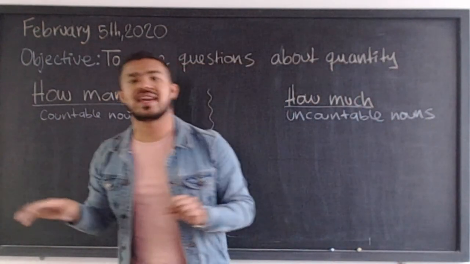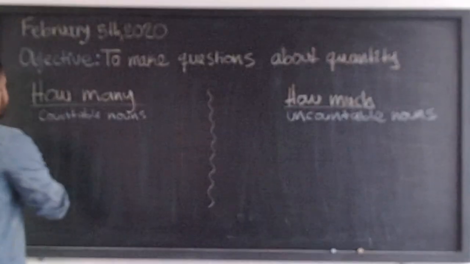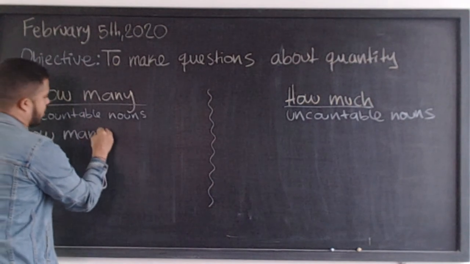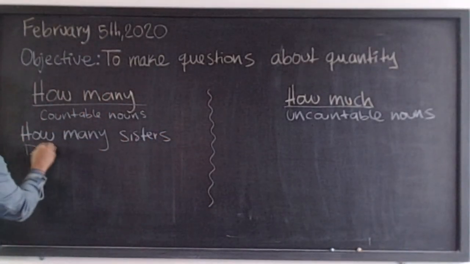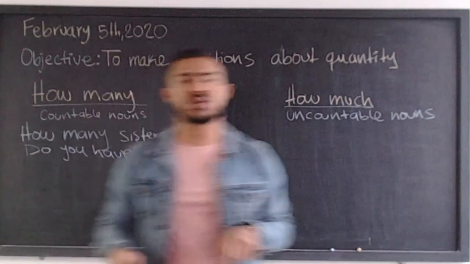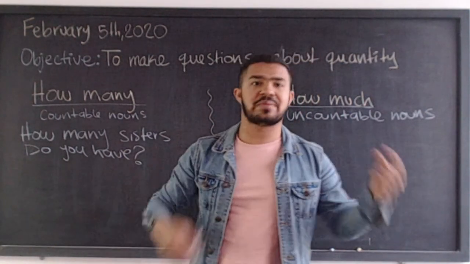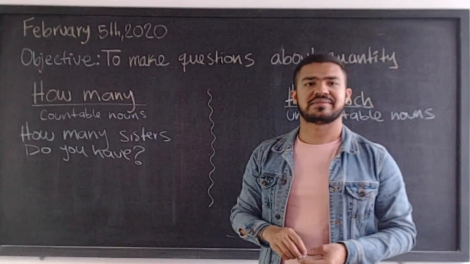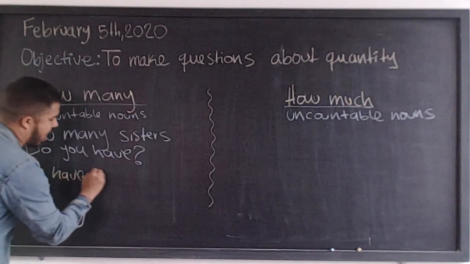You see that? In that case, the expression you use depends on the noun you are asking about. For example, look, how many sisters do you have, Nicolas? Guys, I'm going to ask Nicholas this question, and he's going to answer using all the expressions that you have learned in class, because Nicholas is also learning, and I'm pretty sure he knows the answer. Nicholas, how many sisters do you have? I have one sister. Good. I have one sister.